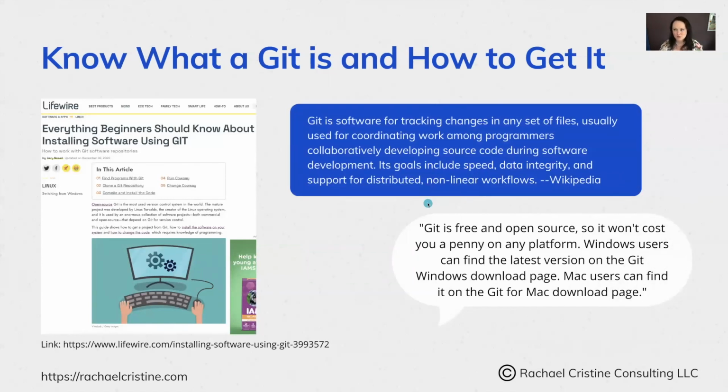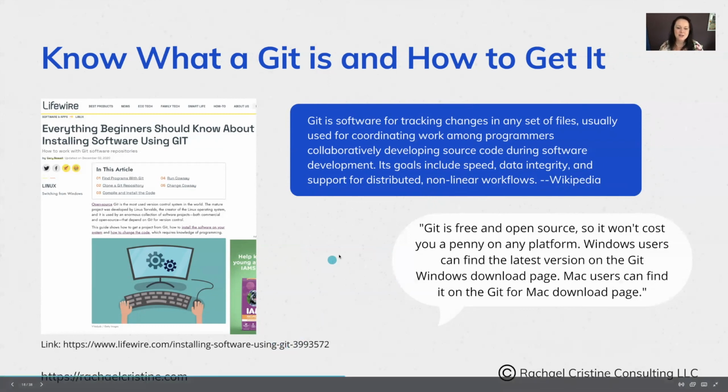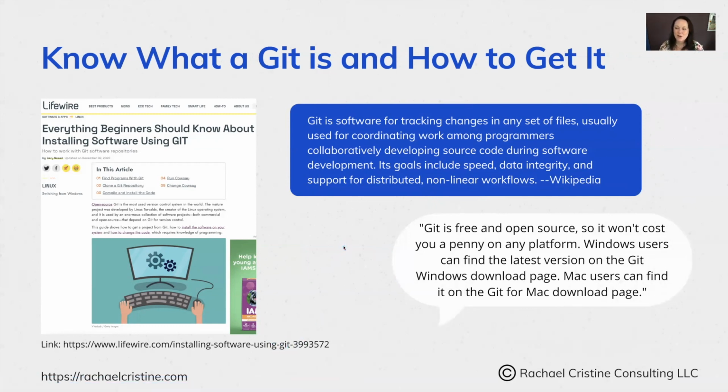There are many resources out there, but you can certainly start with this one. It explains that Git is a software that tracks changes to any set of files and is used to help coordinate work among a variety of programmers and coders working collaboratively to develop open source products. And the good news here is that to get Git, it's free and open source, of course. I did not mean to intentionally rhyme there. And you can get it for Windows users and Mac users. So it doesn't matter what sort of computer you're using, you can get it.